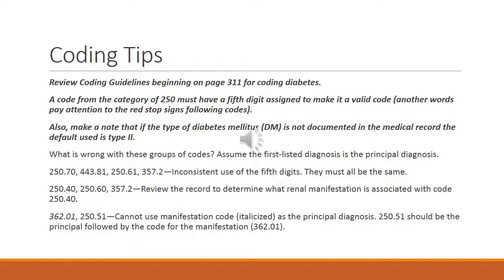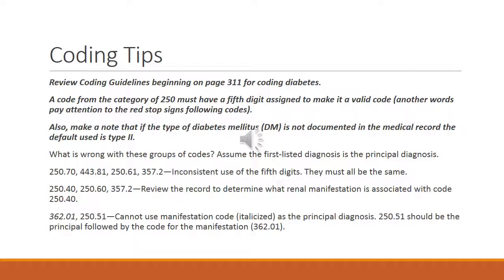Now, what is wrong with these groups of codes? Assume the first listed diagnosis is the principal. In your first group, what is wrong with these is that there is inconsistent use of fifth digits. All fifth digits must be the same, whether it be 0, 1, or 2.